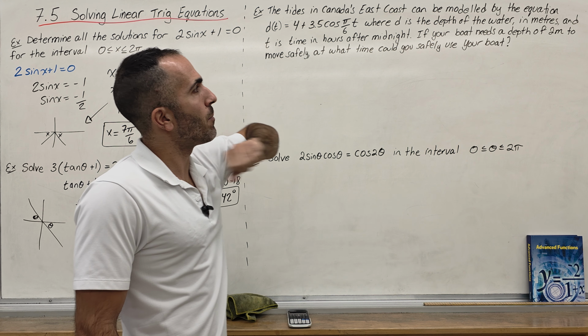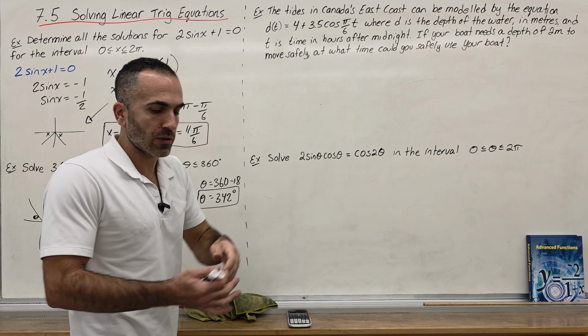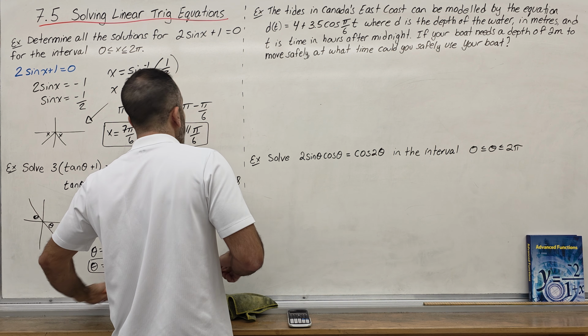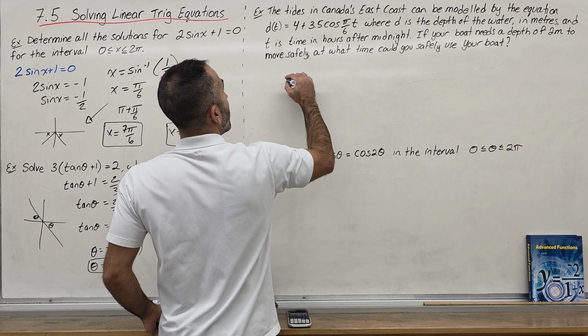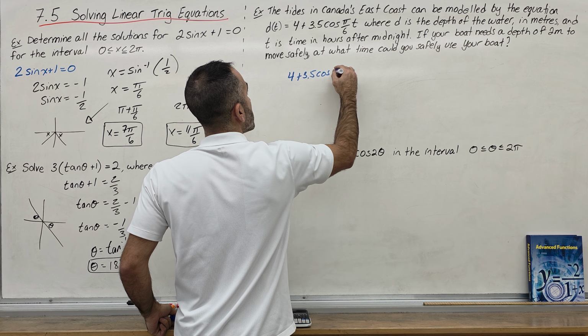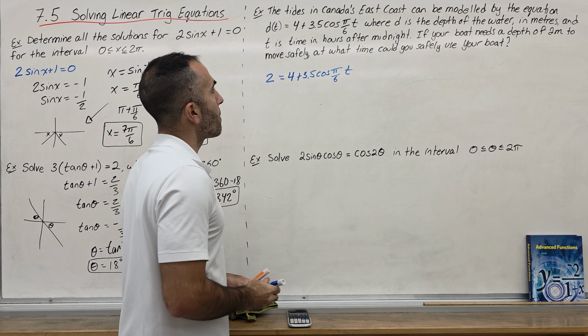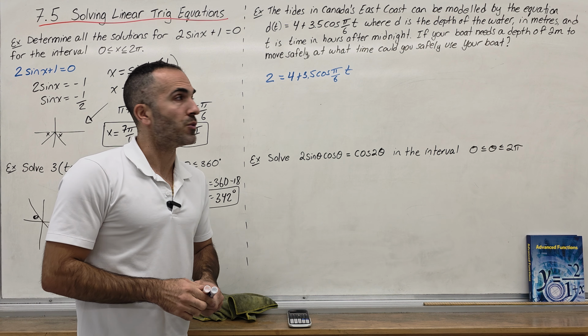If your boat needs a depth of 2 meters to move safely in the water, at what time could you safely use your boat? So I've got to figure out when 4 plus 3.5 cos of pi over 6t equals 2. When will this be true?